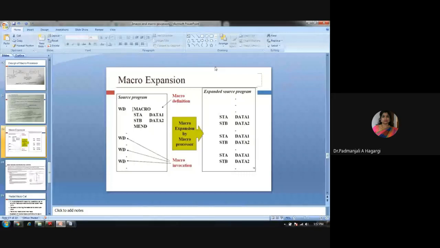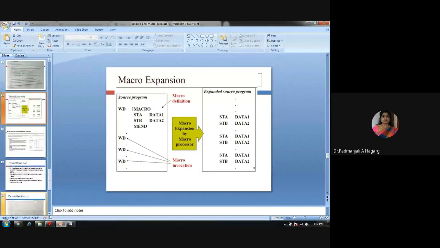If suppose there are many more macros, at that time what does the design structure do? During this period, it goes with the nested macros. Nested macros, I have just cut short from my notes. A first macro will be there, then this macro will have another macro, and this macro will have another.